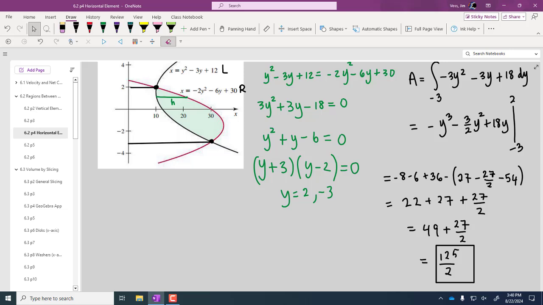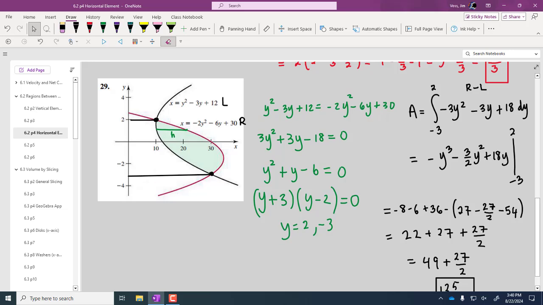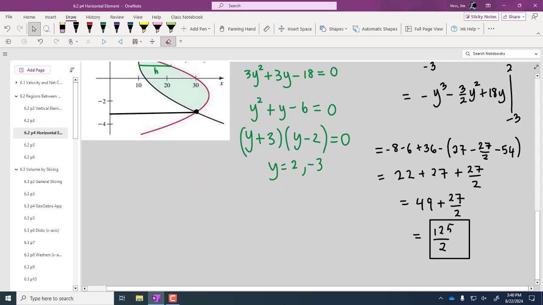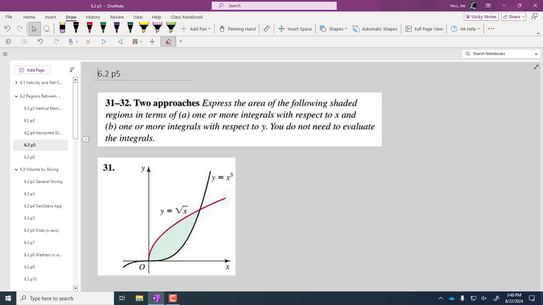Everyone see each of the steps? This is the right curve minus the left curve. Integrate, add 1 to the exponent, divide by the new exponent. Plug in the upper limit, plug in the lower limit, take the difference. Seems fairly okay. All right, let's go to something more exciting.